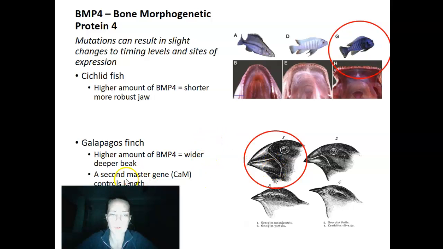The textbook does talk about a second master regulatory gene, CaM, which controls the length of the beak, but always remember, go back to your key knowledge, and all you are required to know about is the example of BMP4. So good to know about other examples just for understanding purposes, but BMP4 is the one that you definitely want to have a handle on.